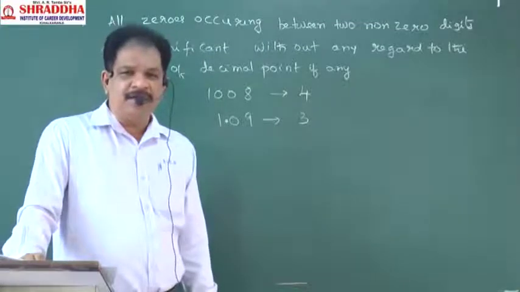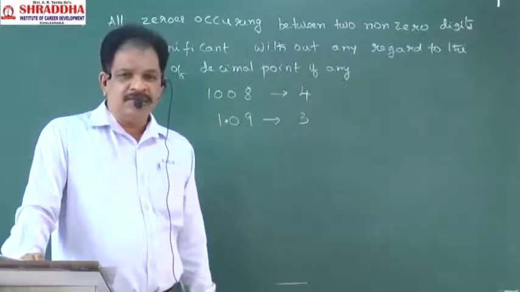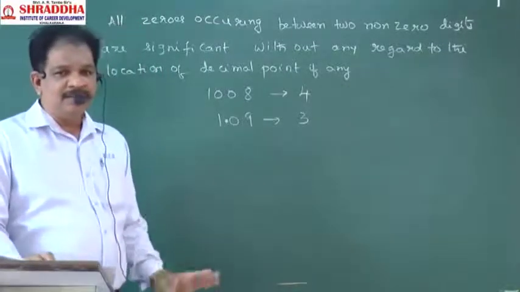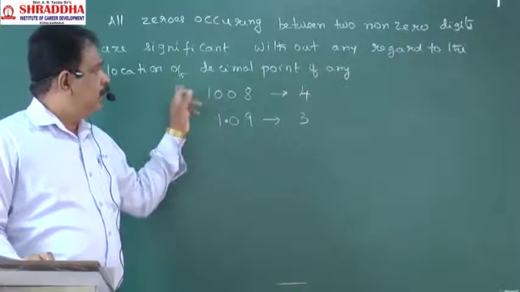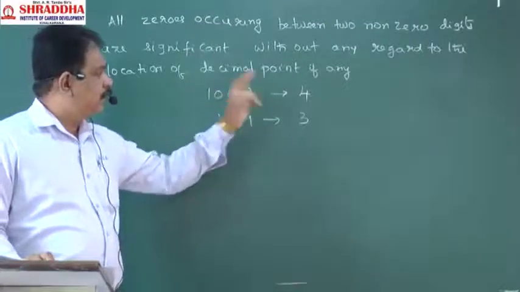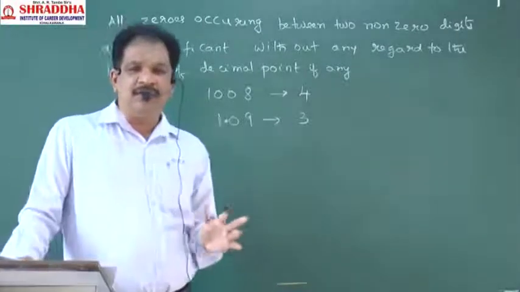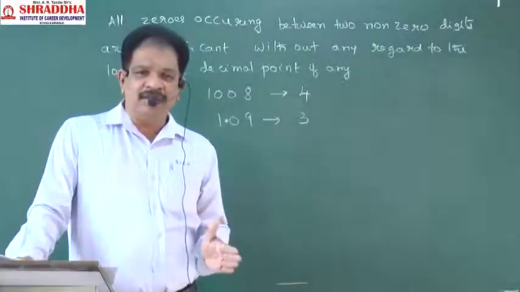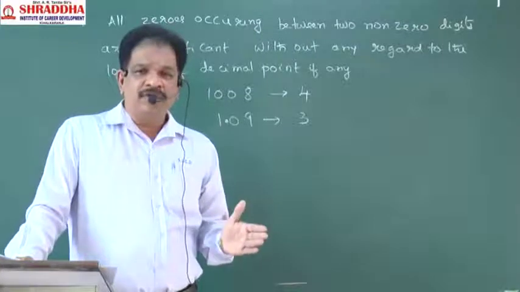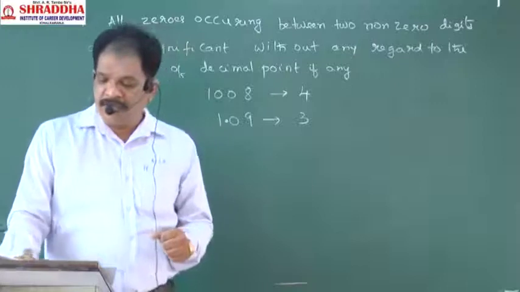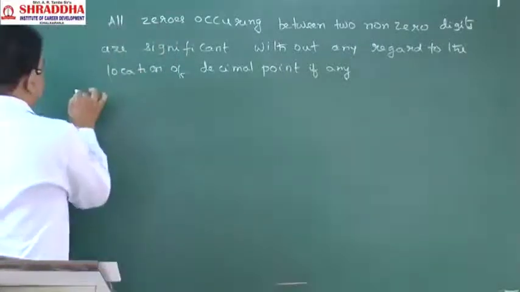First point clear? So what is the first rule? All non-zero digits are significant without any regard to the location of the decimal point, if any. Zero or zeros in between two non-zero digits are significant without any regard to the location of the decimal point, if any. Next. Third.